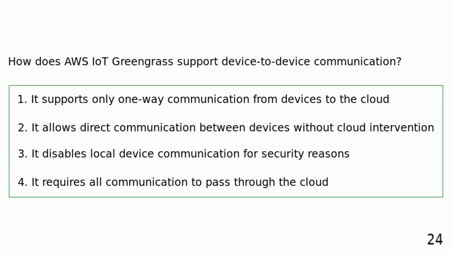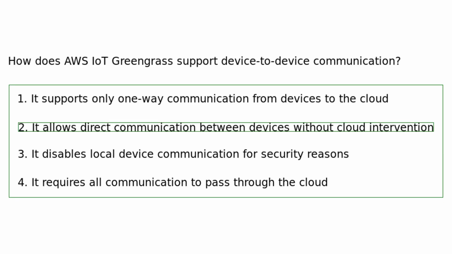How does AWS IoT Greengrass support device-to-device communication? It supports only one-way communication from devices to the cloud. It allows direct communication between devices without cloud intervention. It disables local device communication for security reasons. It requires all communication to pass through the cloud. AWS IoT Greengrass enables direct device-to-device communication locally without requiring cloud intervention, reducing latency and bandwidth usage.